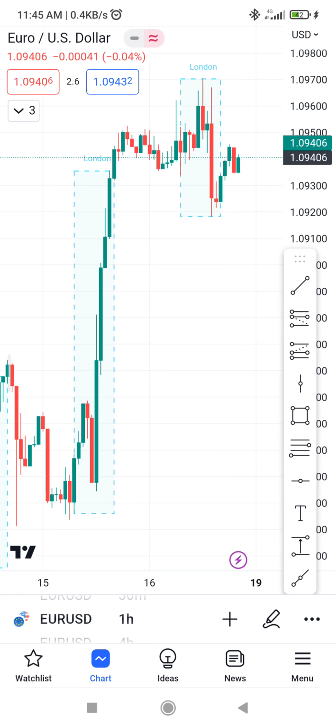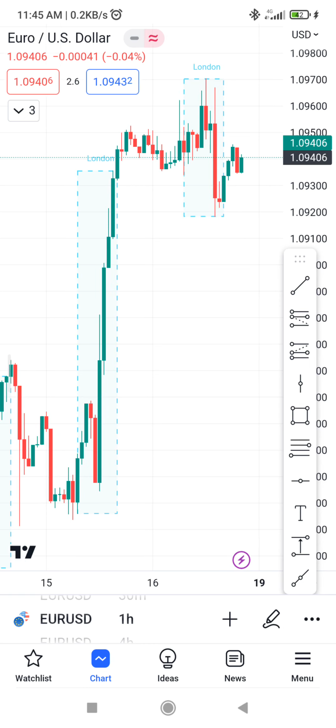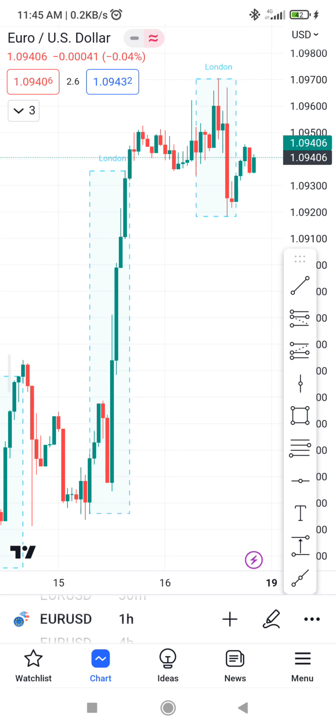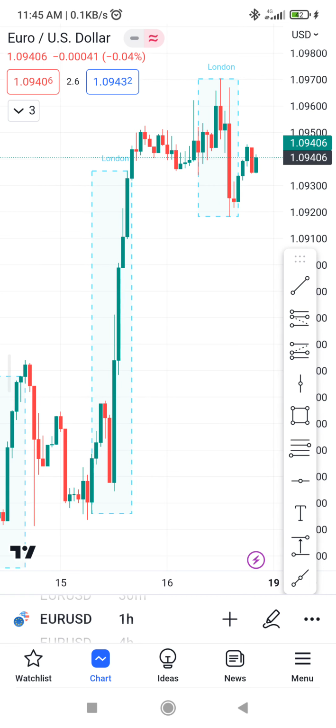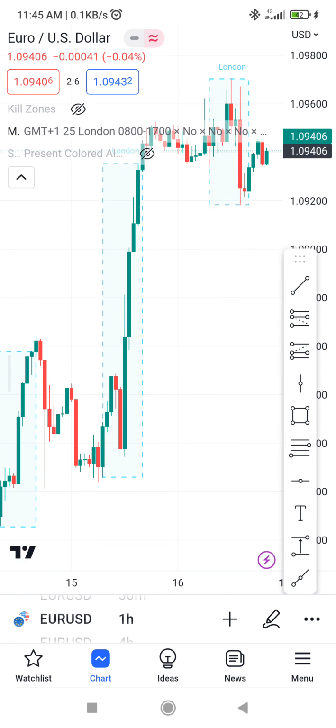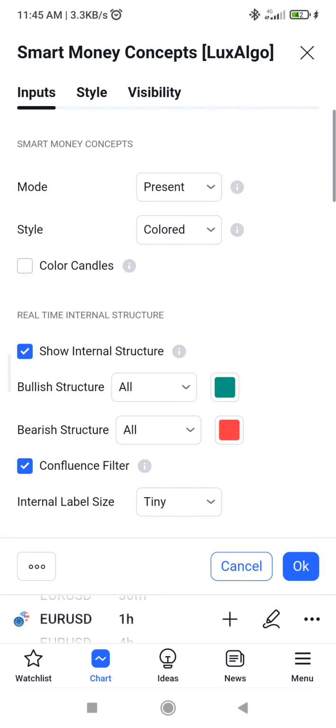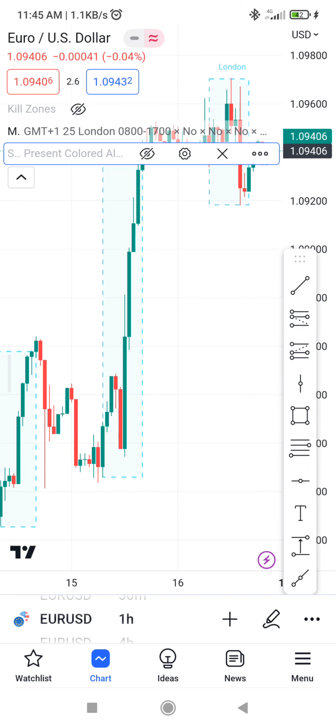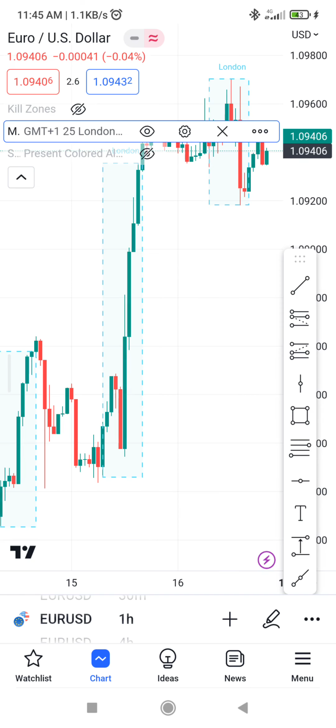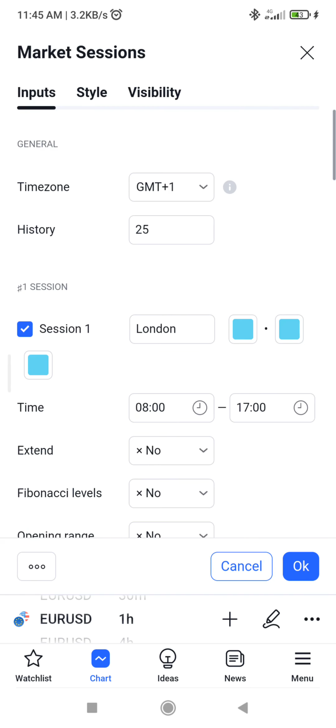For example, in the London session and New York session, Euro USD has high volatility, but in other sessions, let me show you. I actually removed the other sessions to put only London and New York, right? Now the other sessions, this is very important for you to understand.